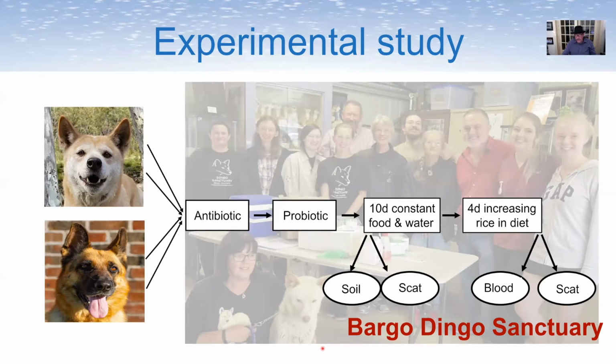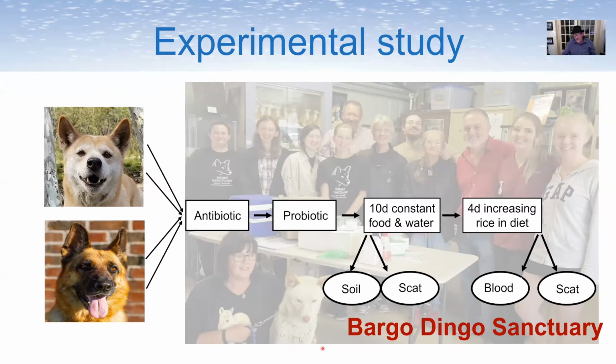This was the group that was involved at the Bargo Dingo Sanctuary. There were about 10 to 12 people that were involved in changing the food of the dingoes. There were also, of course, the veterinarians and the veterinarian's assistant that was necessary to come out to each of these to draw blood and collect scat.